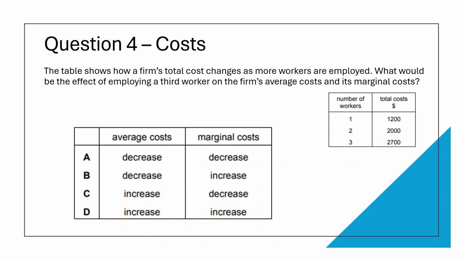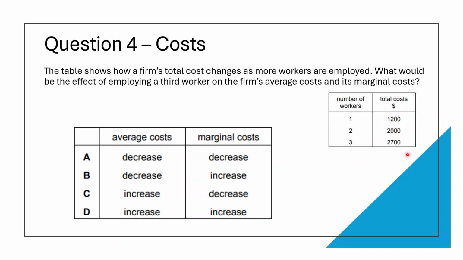Now let's not rush this. I want you to calculate this and see what's happening here. Take a pen and paper and try to work this on your own. We are given total cost. So there are two ways to understand this. First, let's calculate the average cost. Average cost just means cost per unit. So here we divide total cost by the number of workers. Let's do it together. With one worker, 1200 divided by 1, which is 1200. Two workers, 2000 divided by 2, which is 1000.